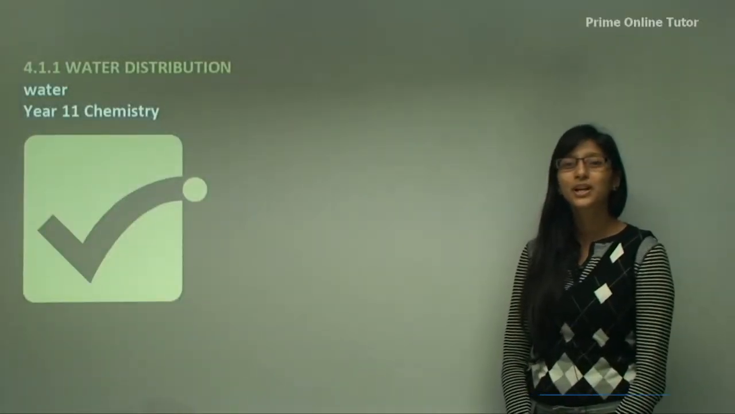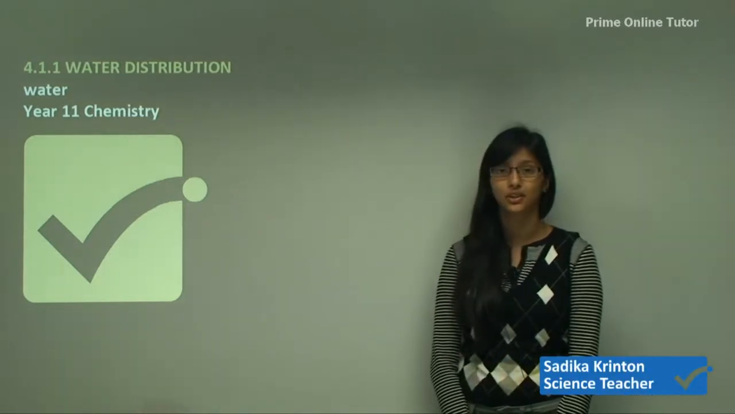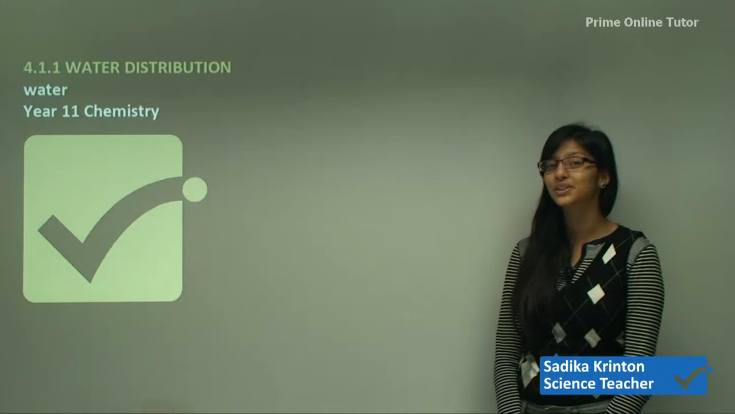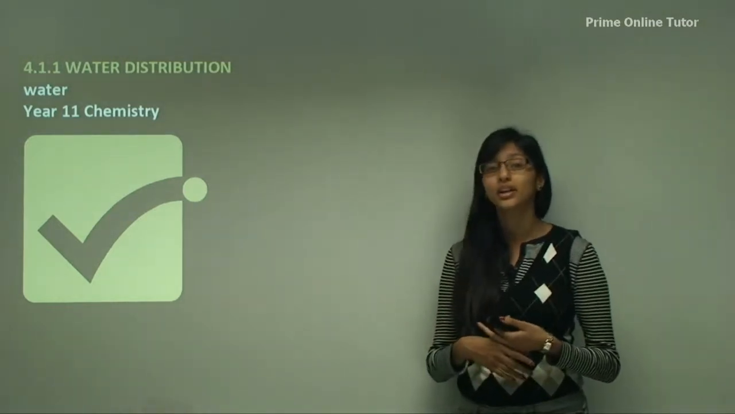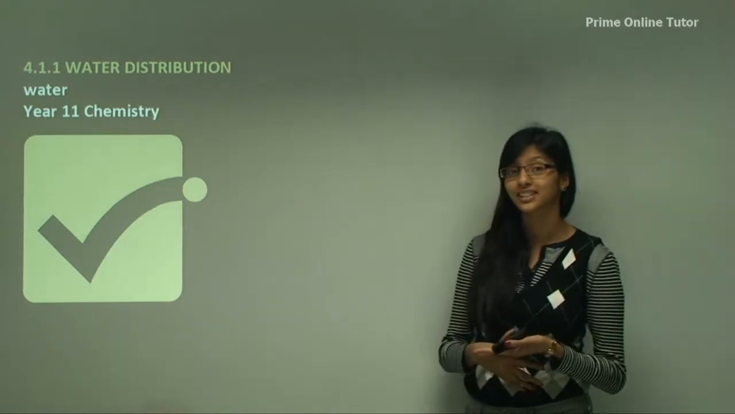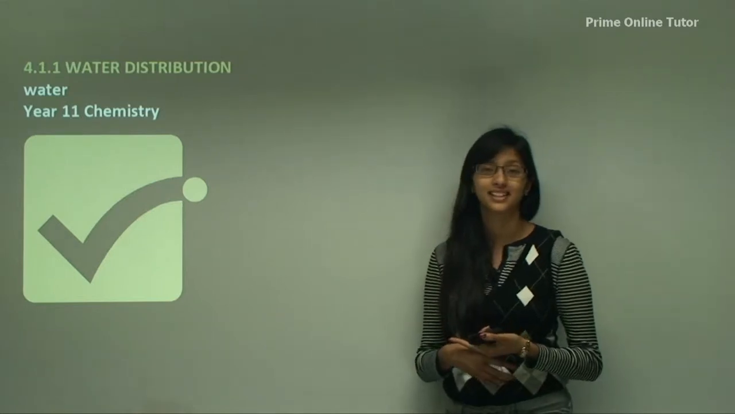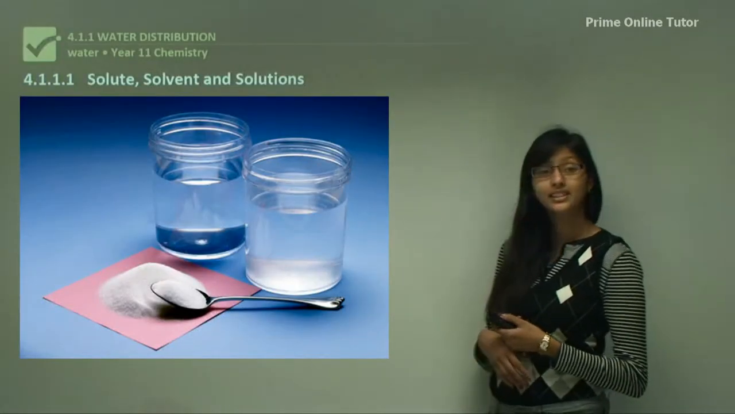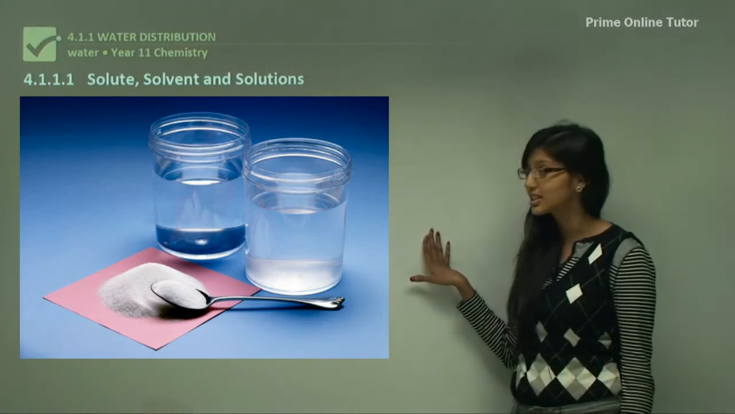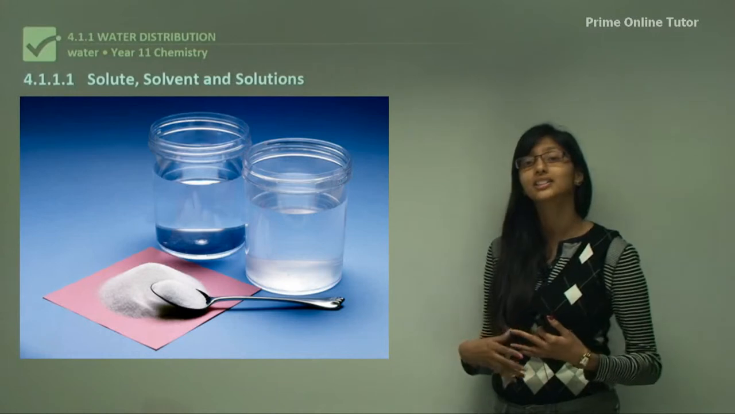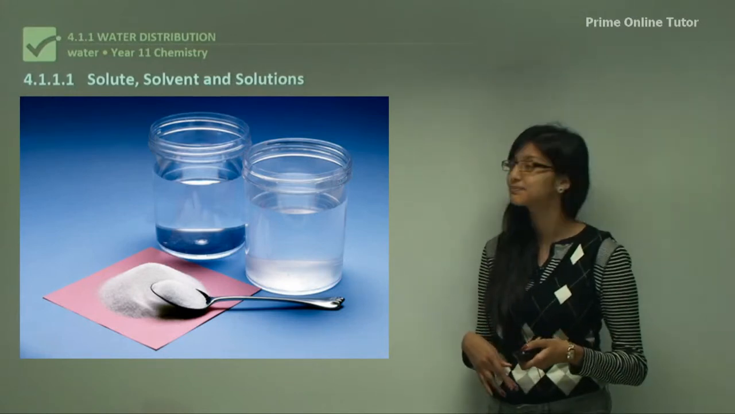Everyone. Today we are looking at the topic water, and we will specifically look at water distribution. So in this topic we will look at how water is distributed around the earth, and also what role water plays as a solvent. Now if you don't know what a solvent means, you will definitely learn it from this lesson. So first up, we will look at the three things: solute, solvent, and solutions. So we will look at what these three terms mean and also how water relates to these three terms.